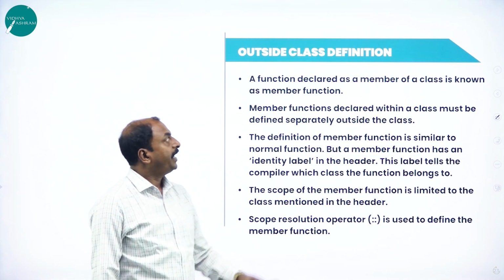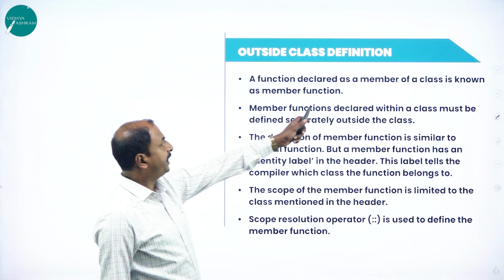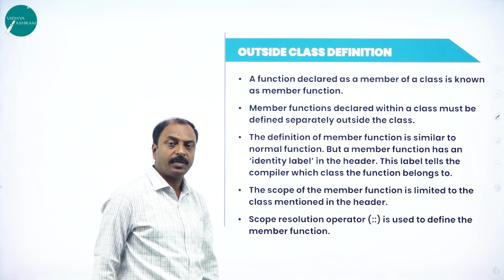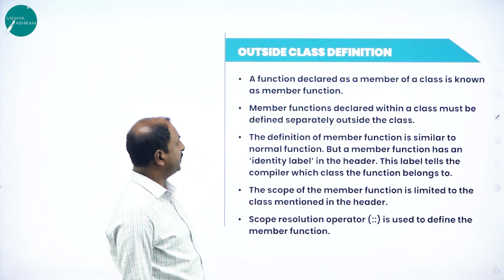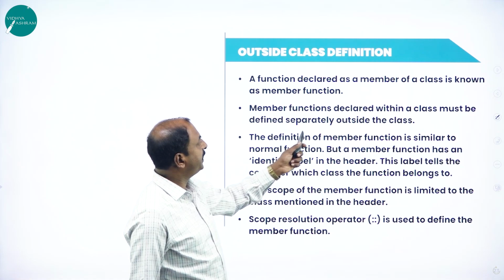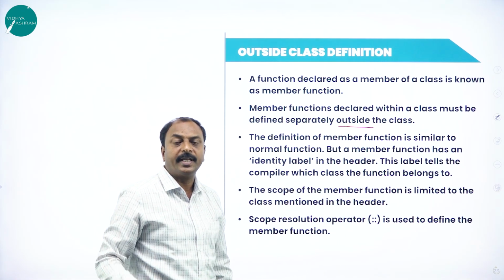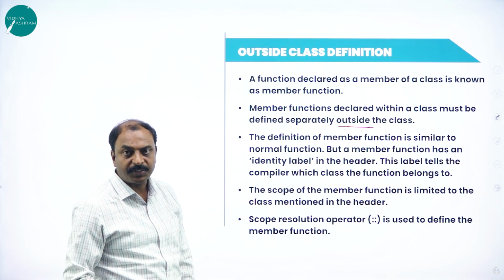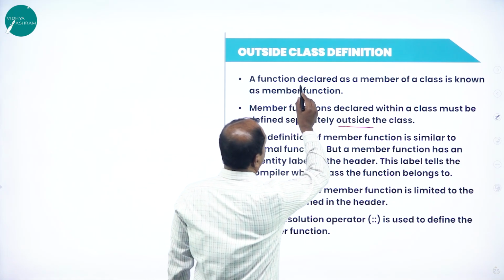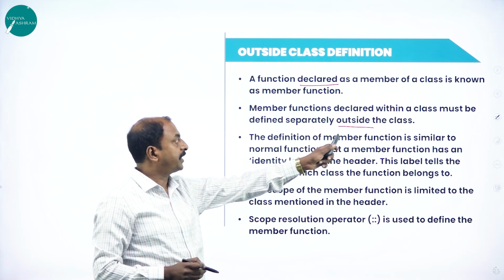Next one is function definition outside a class. A function declared as a member of a class is known as a member function. This is the definition of a member function, and a member function declared within a class can be defined separately outside the class. Here we are going to see an example for function definition outside the class. So the first step is declaration. Once you declare the class, the function definition should be outside the class.